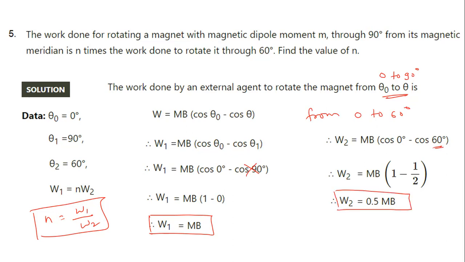Now we can find n is equal to W1 by W2. W1 is MB and W2 is 0.5 MB. So MB and MB get cancelled. 1 upon 0.5 is 2. So n is equal to 2. This is the final answer.